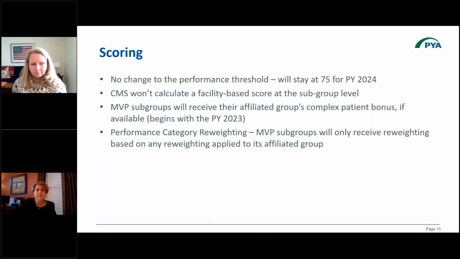And then for performance category reweighting, previously MVP subgroups were allowed to apply for reweighting of some of those categories that we just talked about, but then CMS would have to score the group at the aggregate level, determine whether or not it was available to go down to the subgroup, and really it was just extending the scoring timing. So they just took that away and clarified that the MVP subgroup, if they're applicable, will just get any reweighting that applied at the aggregate level. I think just for housekeeping purposes, really.